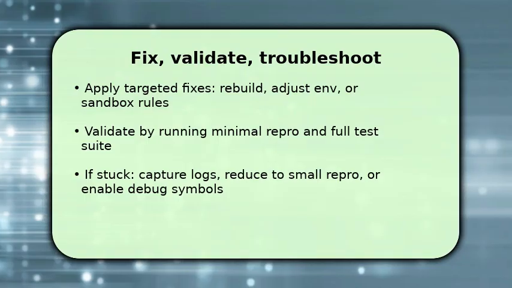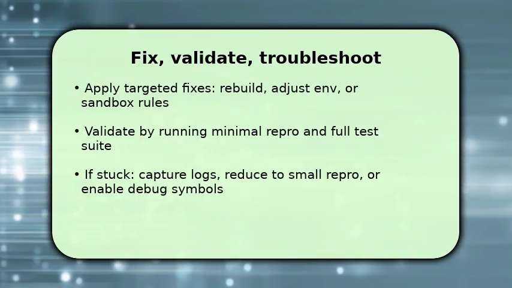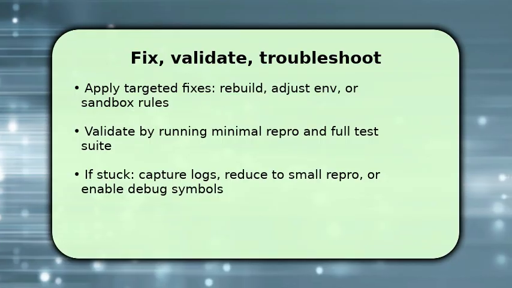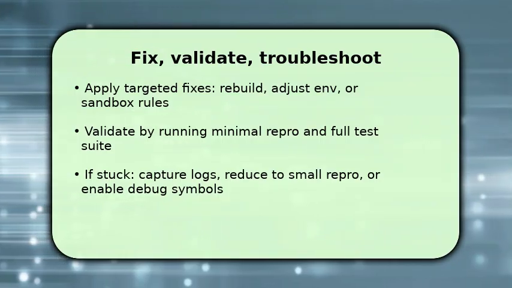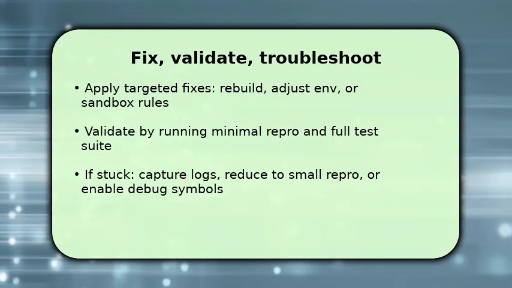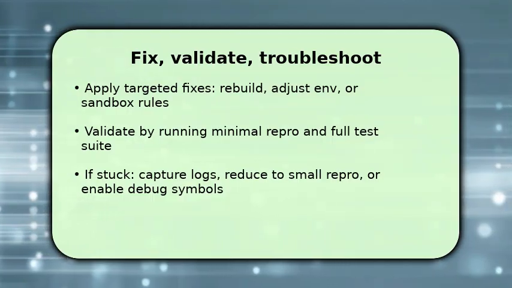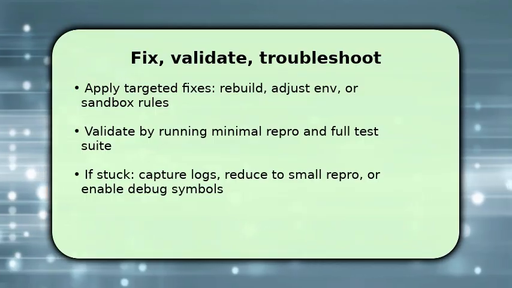Once done, validate with a minimal reproduction that exercises the executor, then run the full test suite to ensure no regressions. If execution still fails, capture full logs, create a reduced repro, and enable debug symbols to get stack traces.